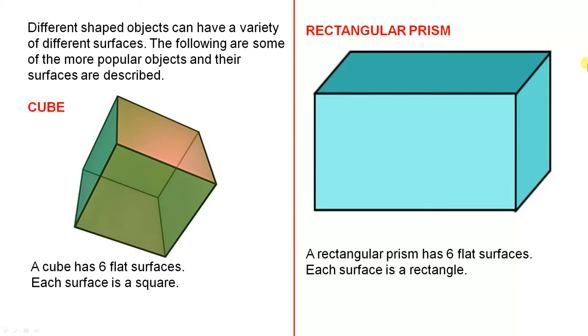Firstly, we have the cube. A cube has 6 flat surfaces. Each surface is a square. The rectangular prism. A rectangular prism has 6 flat surfaces. Each surface is a rectangle.